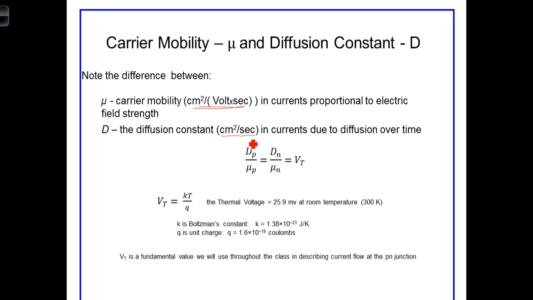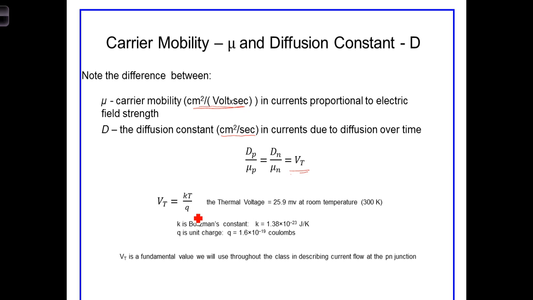Now, some interesting relationships here. The ratio of the diffusivity to the carrier mobility of holes is equal to the ratio of that of the electrons. And in fact, that equals a constant Vt, which is known as the thermal voltage. The thermal voltage is equal to k, which is Boltzmann's constant, times the temperature of the semiconductor in degrees Kelvin, divided by the charge constant.